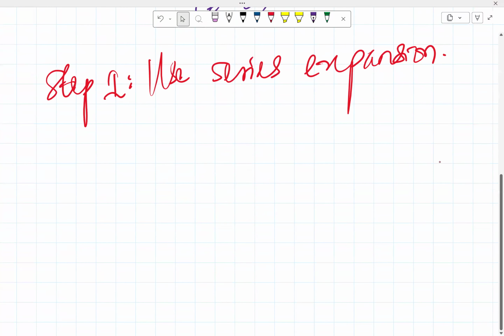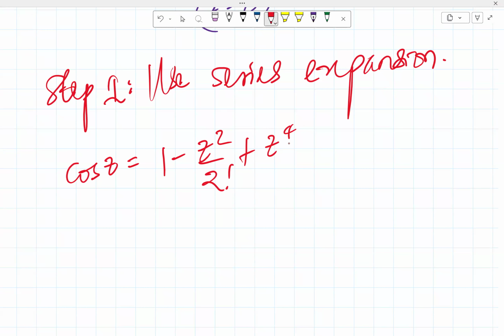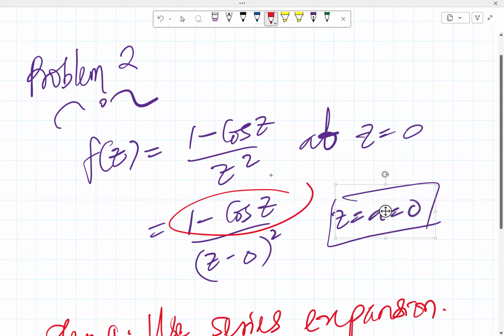So we know already that cos z, if you follow the Taylor series, will be 1 minus z squared over 2 factorial plus z raised to the power 4 over 4 factorial minus z raised to the power 6 over 6 factorial, and so on and so forth. That's what cos z is. So it means that, don't forget up here, we have 1 minus cos z.